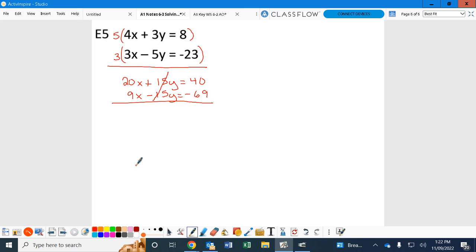When I combine my like terms and I combine the two x's, 20x plus 9x is going to give me 29x. When I do 40 minus 69, what's that going to be? Negative 29. So that when you divide both sides by 29, x equals negative 1.